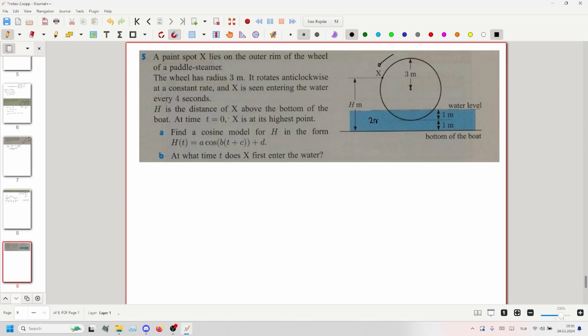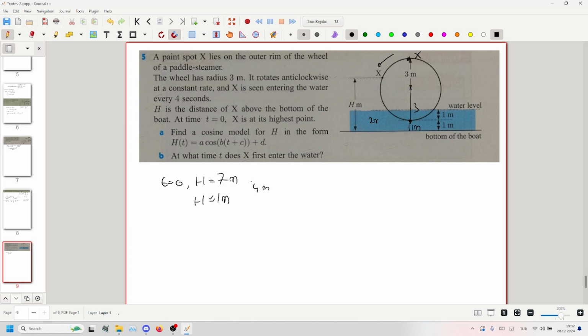Okay, so at t equals 0, X is at its highest point, which would be here, and here H would be 3 plus 1. So at t equals 0, H is 7 meters, and this is its highest point. We can also find its minimum point. The lowest point is here, where H is equal to 1 meter. From this, we can calculate the amplitude and the principal axis. The principal axis is just the average of these values, so it'll be 4.